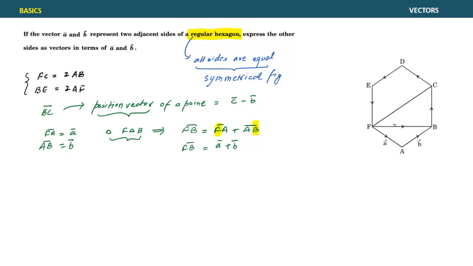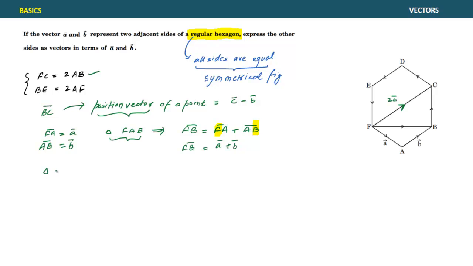Remember, now let's see, we wanted BC. Let me take this as FC. So now I know that FC is 2 times AB, and if I take the same direction as AB, so I have taken the same direction in the same sense, right? So this will become what? 2B vector, because the magnitude is twice and the direction is same, so that means it is 2B vector.